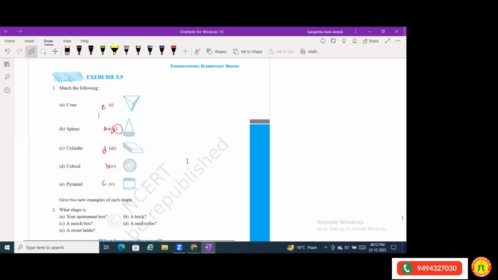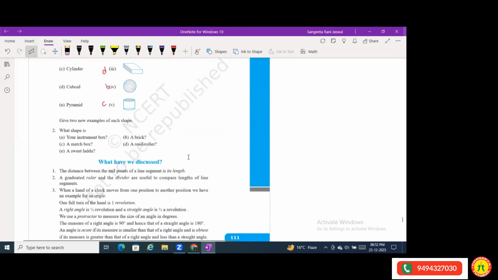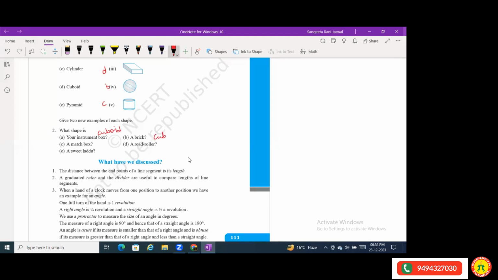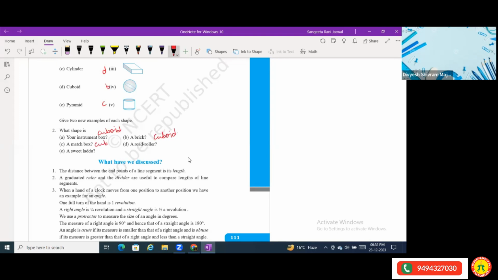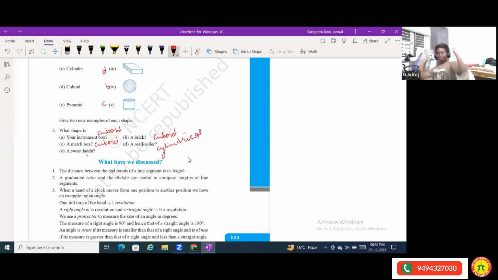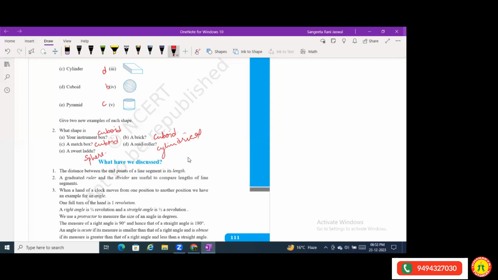Okay, what's next? What shape is your instrument box? Your geometry box, what shape is that? Ma'am, cuboid. A brick? Cuboid. A matchbox? Cuboid. A road roller? Cylindrical. A sweet laddu? Sphere. So here you are done with 3D shapes also.